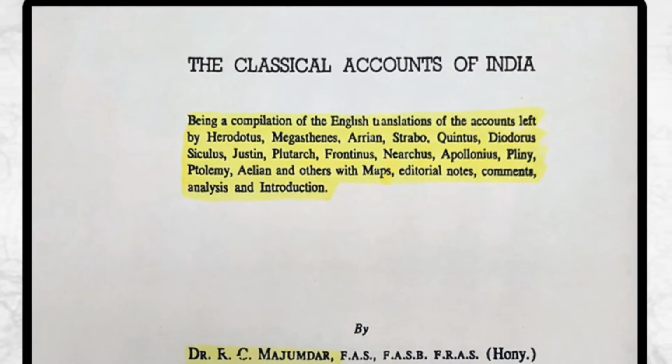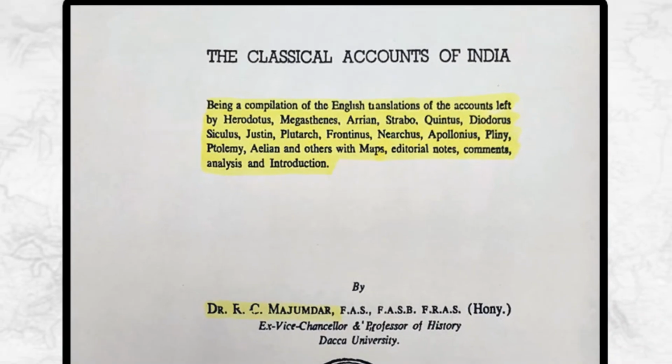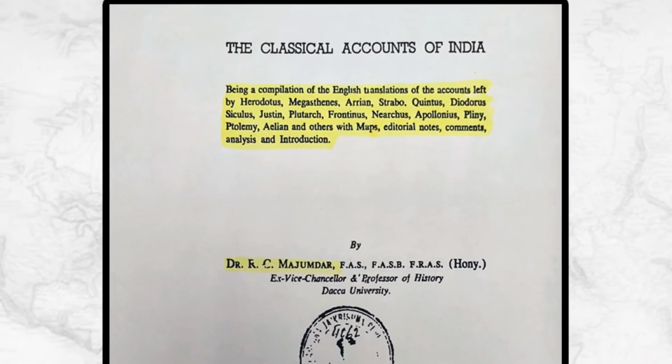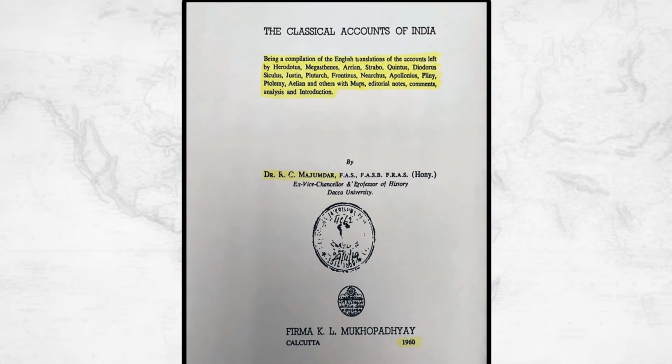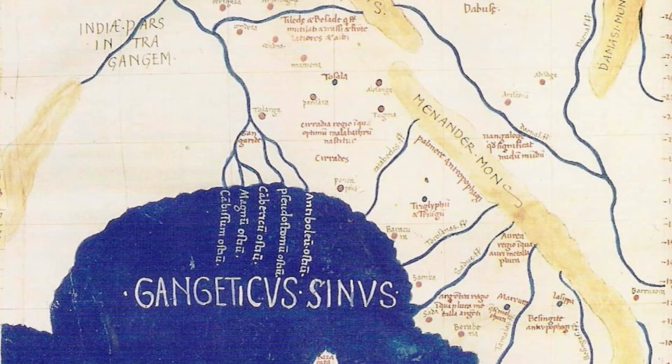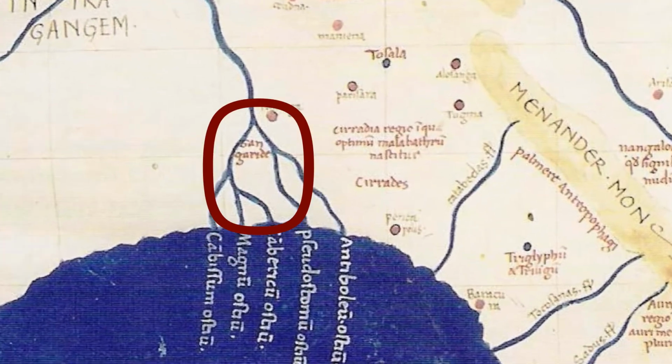Those of you who are not comfortable with Wikipedia and believe in more authentic records are requested to go through a fabulous document, The Classical Accounts of India by R.C. Majumdar. Third, let us see where exactly Gangaridai was located.